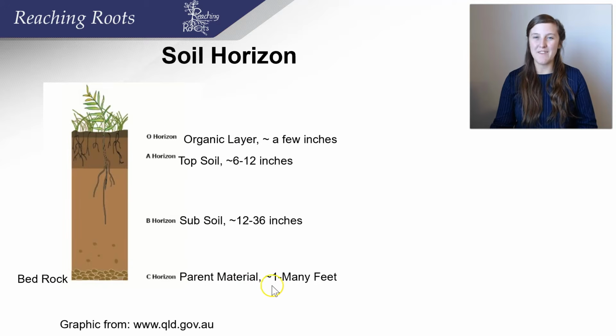At the bottom we have the parent material, which is rocks. If you dig a deep enough hole, you'll usually find big rocks. Above that is the subsoil, usually around 12 to 36 inches. The topsoil, which is where much of the roots grow, is 6 to 12 inches. This is a critical area, but the subsoil is important too. The top layer is called the O-horizon, and that's the organic layer, usually only a few inches.